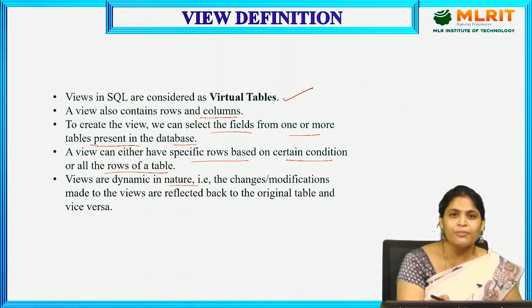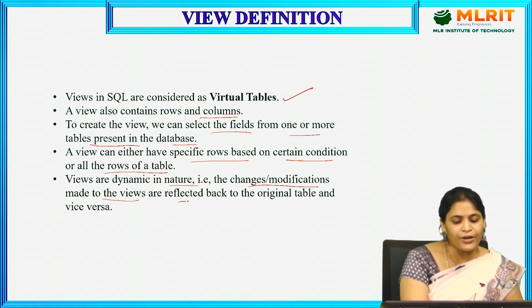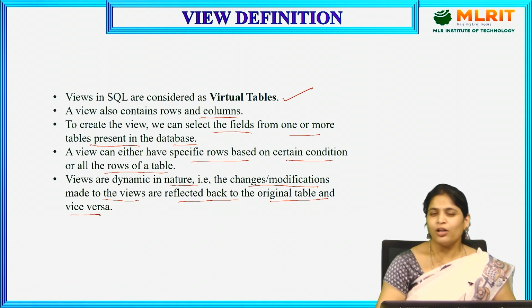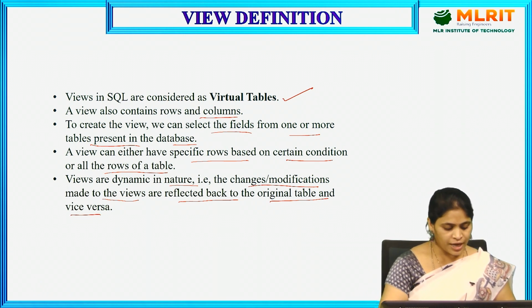Views are dynamic in nature. That means, dynamic means which are not static, right? The changes or modifications made to the views are reflected back to the original table and vice versa. So, if we change some data in the table, that will be automatically reflected into the view. And vice versa, if we modify data in the view, that will be reflected to the base table, that means the main table from which the view has been created.